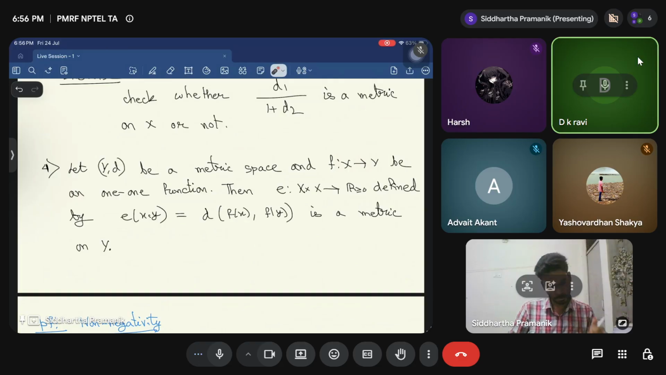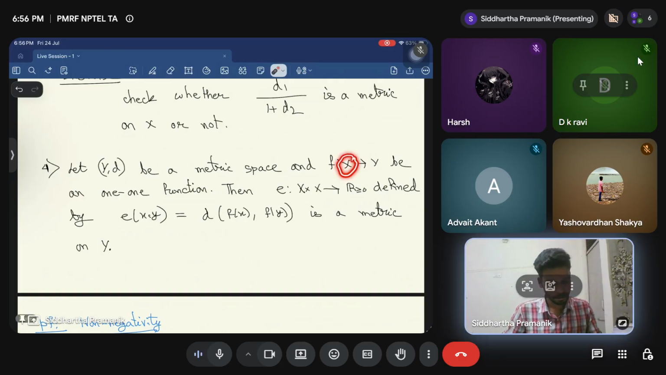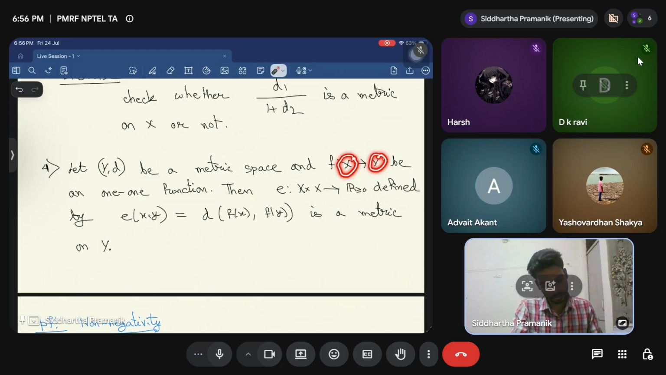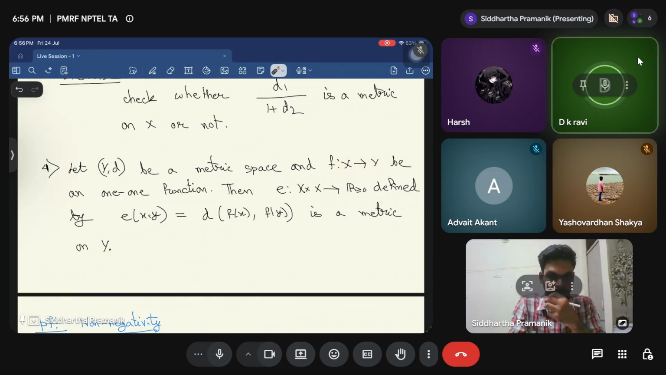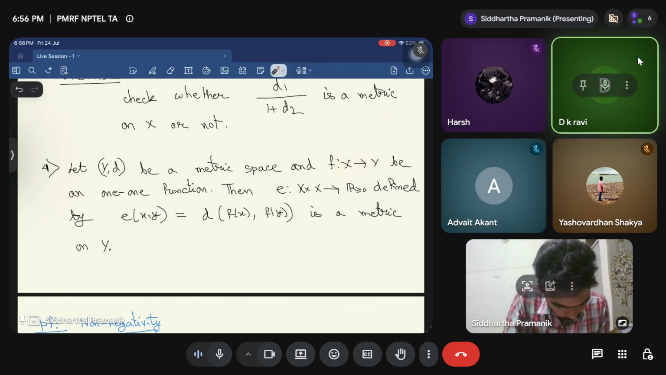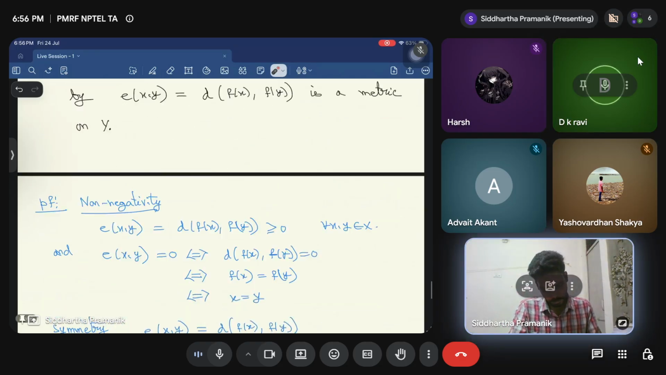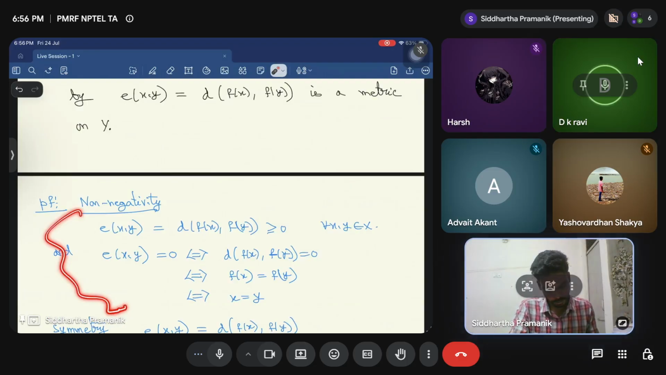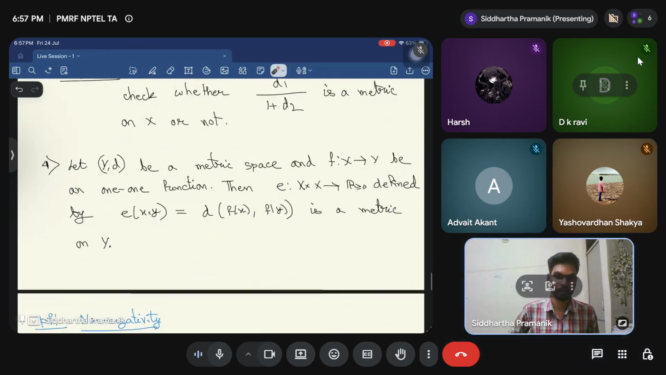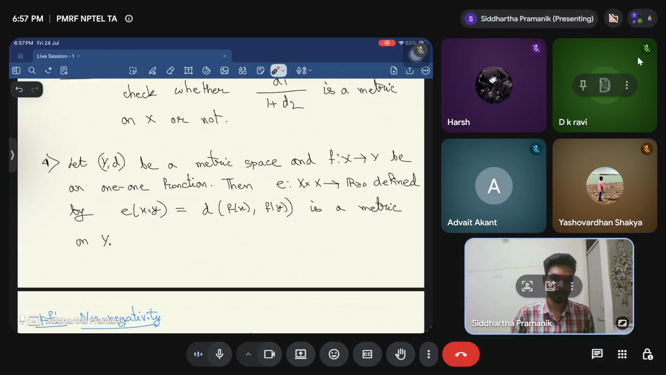See, if you take a metric on the domain and you want to create a metric on the codomain, first of all, this function needs to be surjective, because you need to use the preimage of the elements. So that is one thing. And in a similar manner, for the non-negativity part, you will need injectivity. So ultimately you need a bijective function. And for a bijective function, whether you take the metric on the domain or on the codomain, it will not matter.